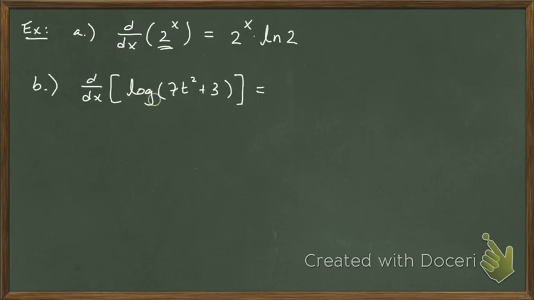So the derivative of the outside function, log base 10, is 1 over natural log of 10 times the inside. Right? So I do 1 over the inside, 1 over natural log of 10 times the inside, times the derivative of the inside. I did that first there. Derivative of 7t squared plus 3 is 14t. Okay? That's all there really is to it.